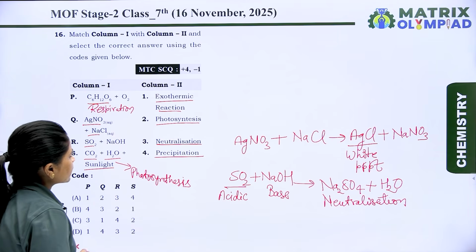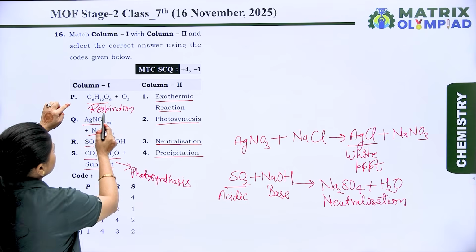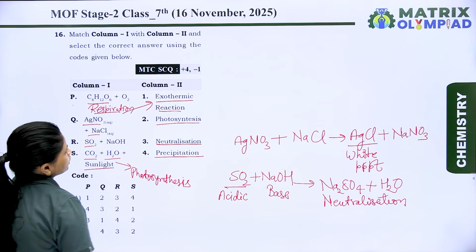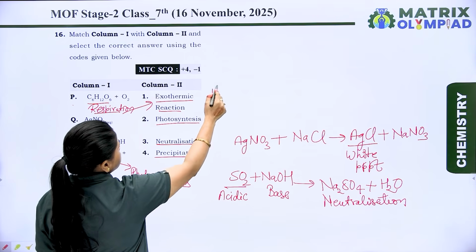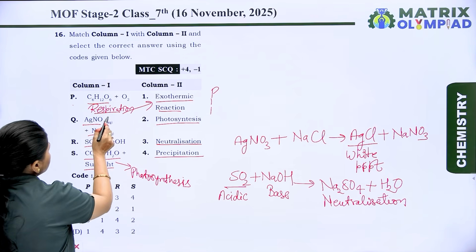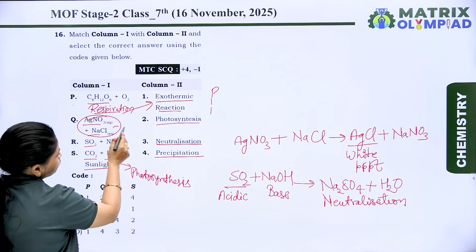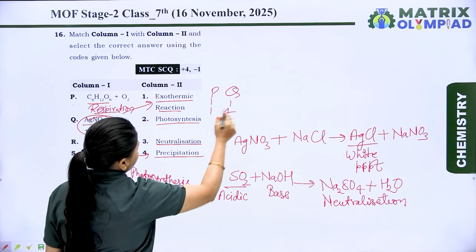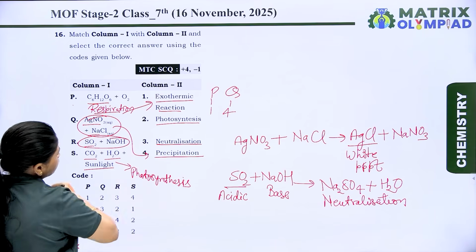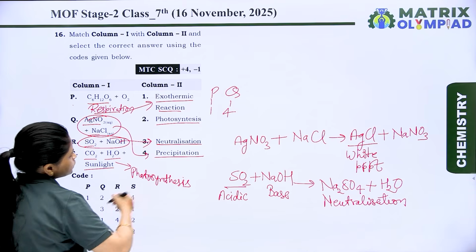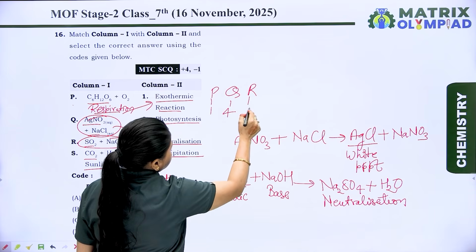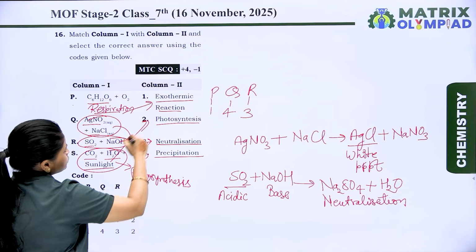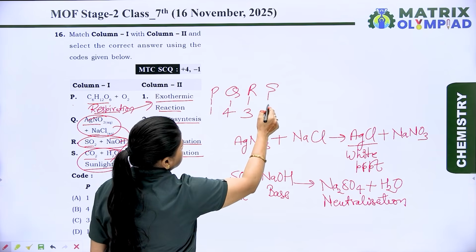Now match the columns. Column 1, which is respiration, and respiration is also an exothermic process, so P resembles 1. AgNO3 and NaCl form a precipitate, so Q resembles 4. SO2 and NaOH can show neutralization, so R matches with 3. And this is photosynthesis, so S matches with 2.